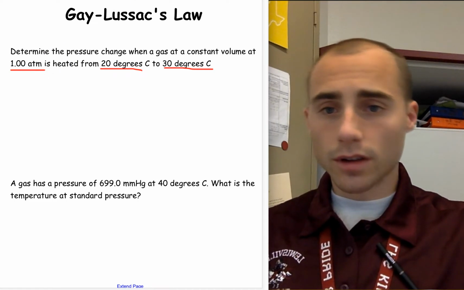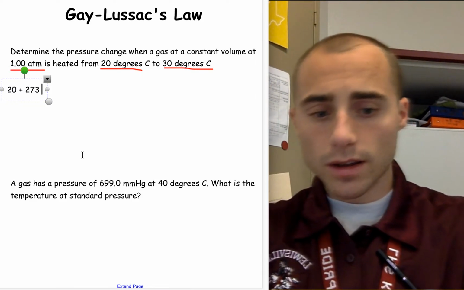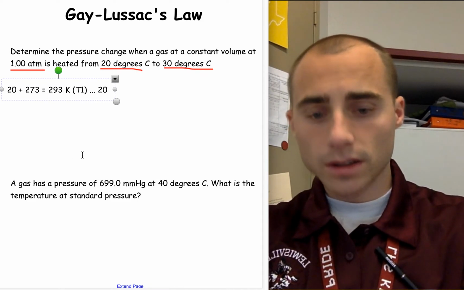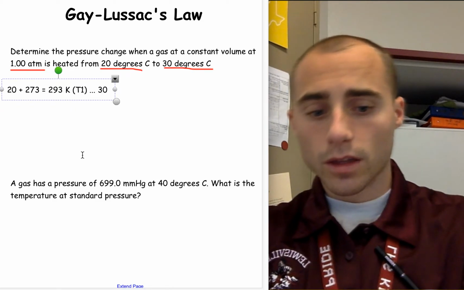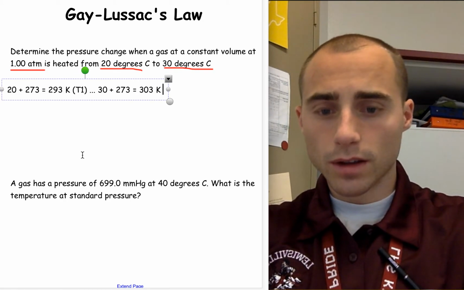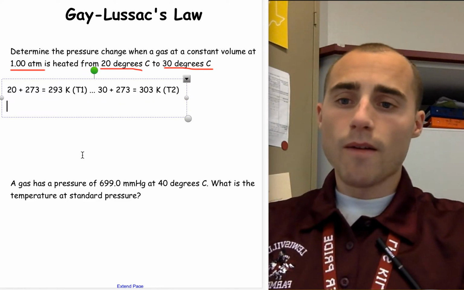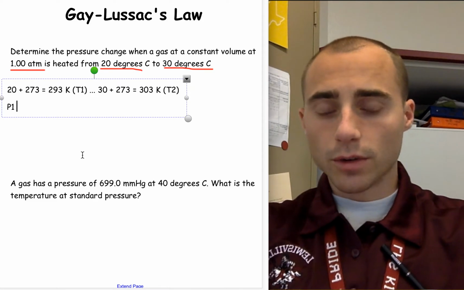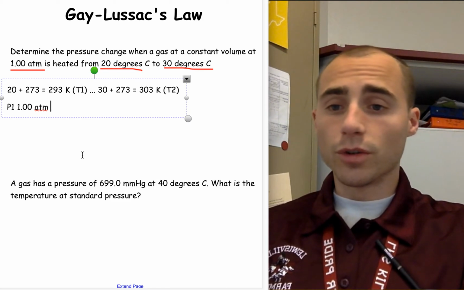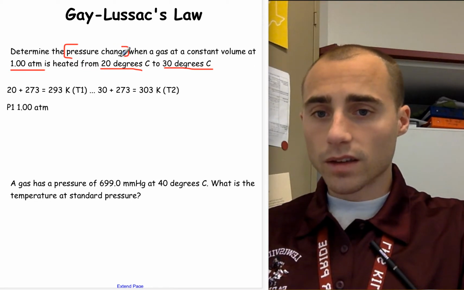First we need to convert 20 degrees C, so we'll do 20 plus 273, and that equals 293 Kelvin, and that's going to be temperature 1. And then we'll do 30 plus 273, and that's going to equal 303 Kelvin, and that is going to be our temperature 2. Our pressure 1 is going to be 1 atm, and we do not know our pressure 2. That is what we are solving for. We see that right here. Determine the pressure change when this occurs.